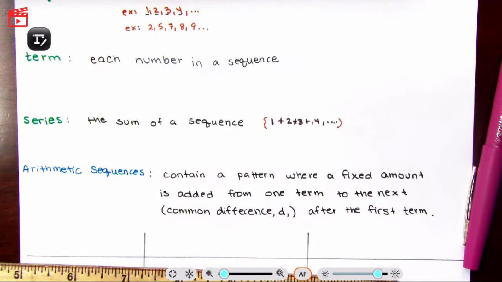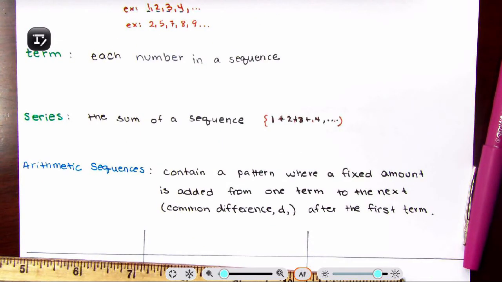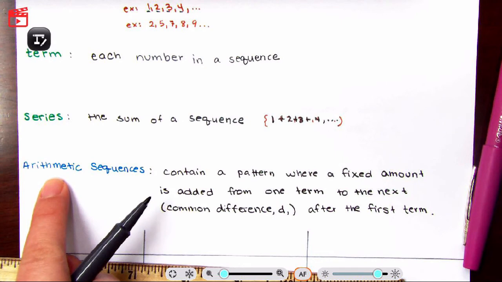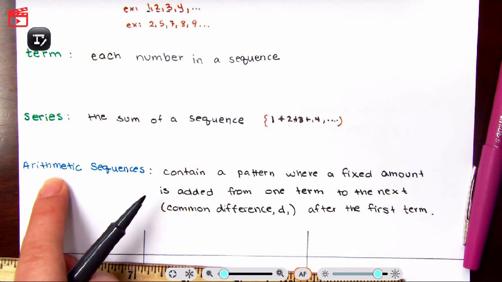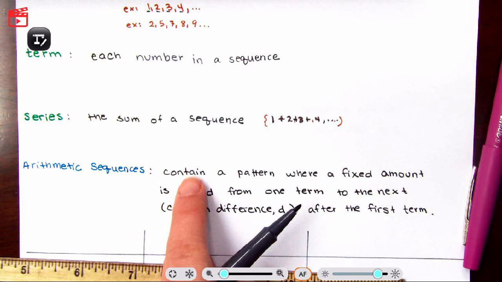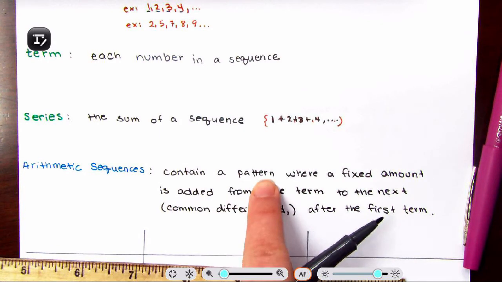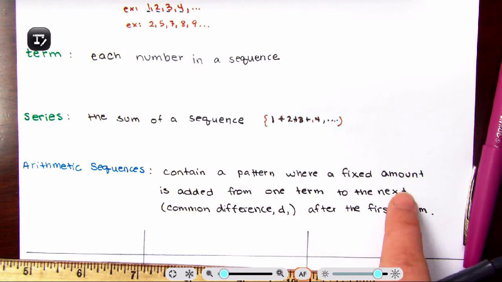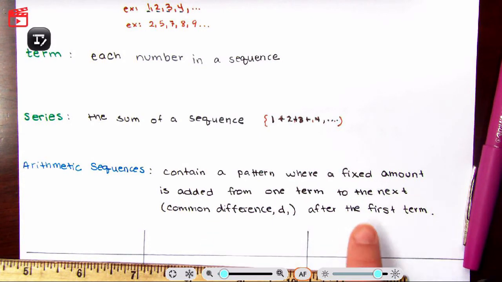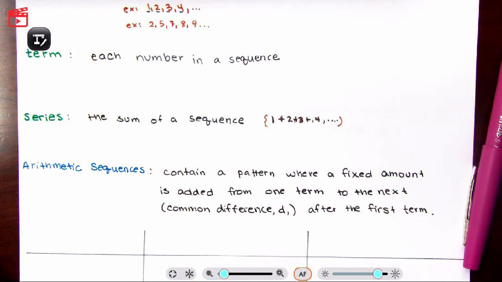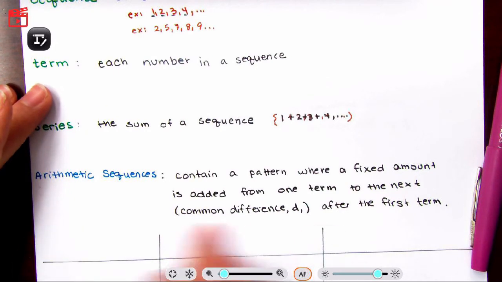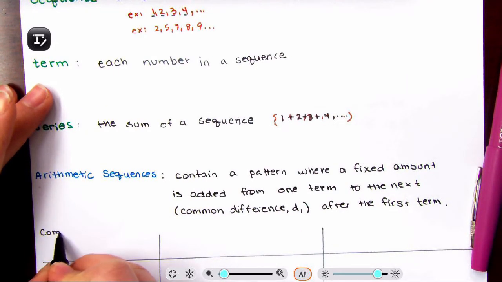All right. Now, when we're talking about arithmetic sequences, that's where the pattern comes into play. Not only do you have a list of numbers, you have a list of numbers in a particular order, and it has to be in this specific order. So an arithmetic sequence contains a pattern where a fixed amount is added from one term to the next, which is the common difference after the first term. Let me explain that a little bit. So let's define common difference here.